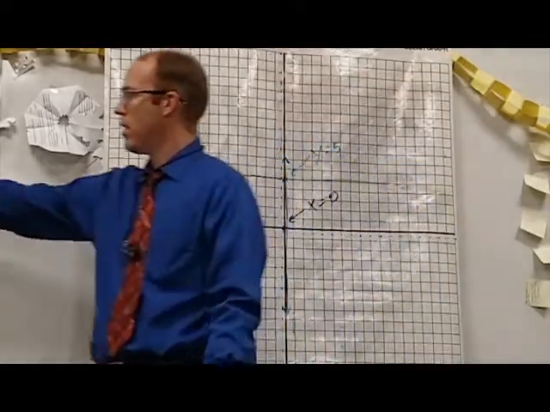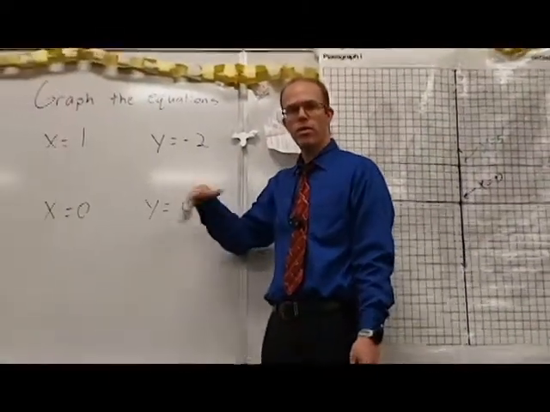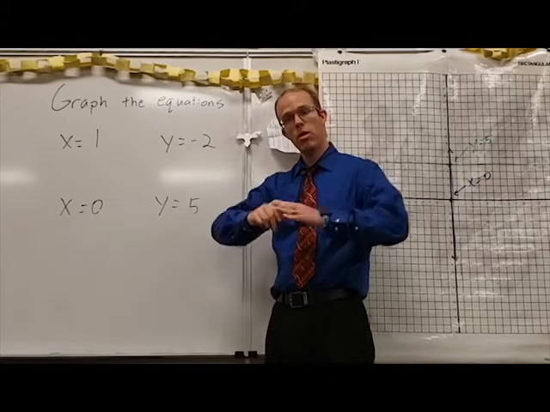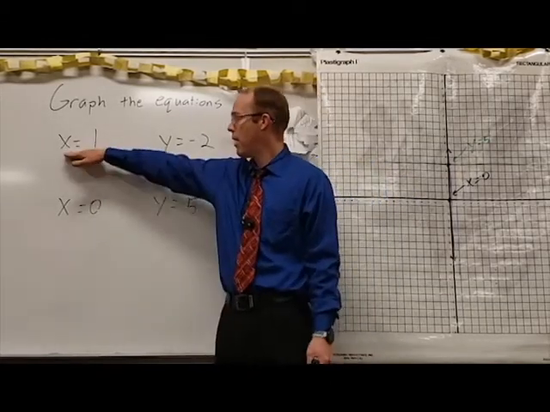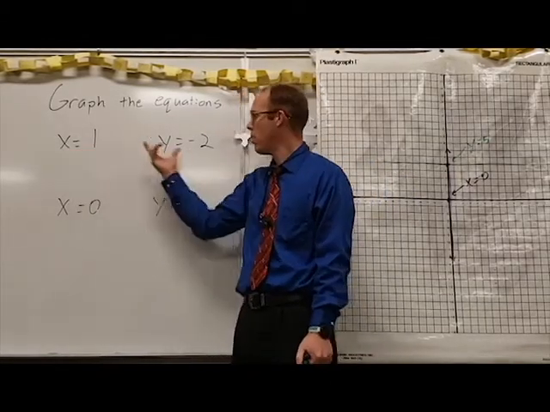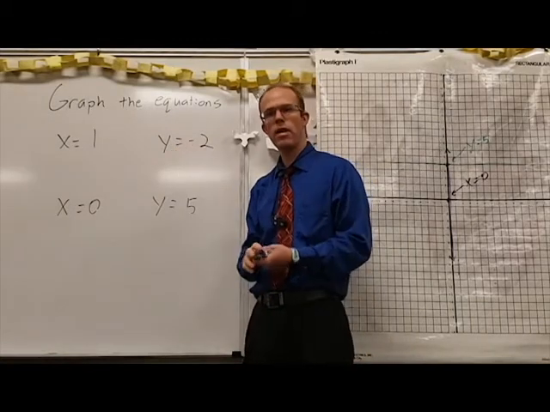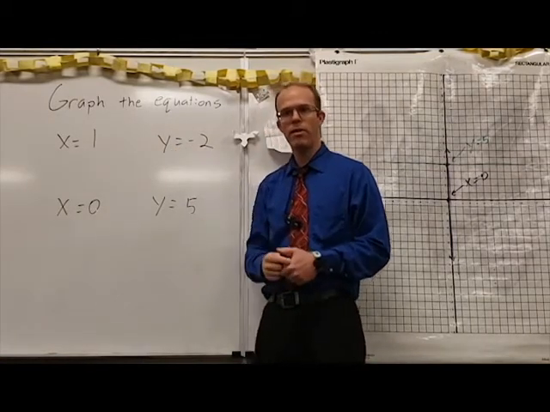When you see equations like this where you have x equals or y equals, they're always going to end up being either a horizontal line or a vertical line. X equals gives us a vertical line, y equals gives us a horizontal line, and they should be pretty quick to graph after that.